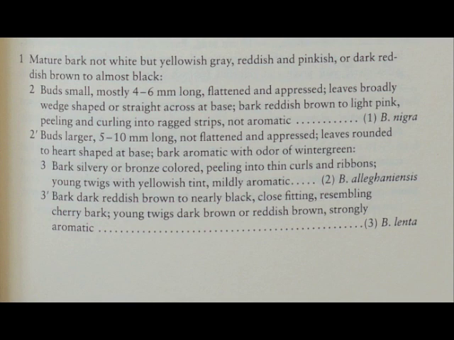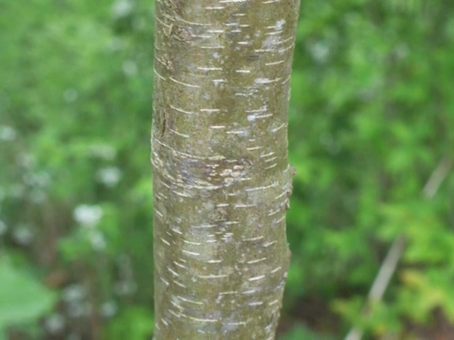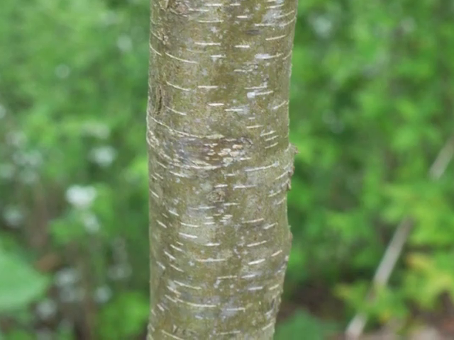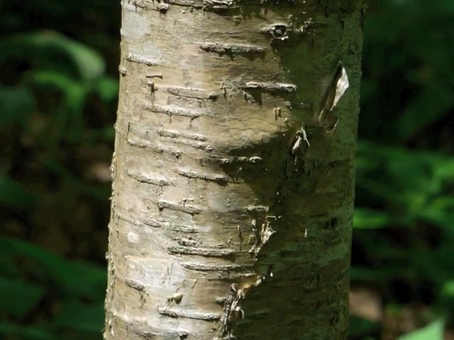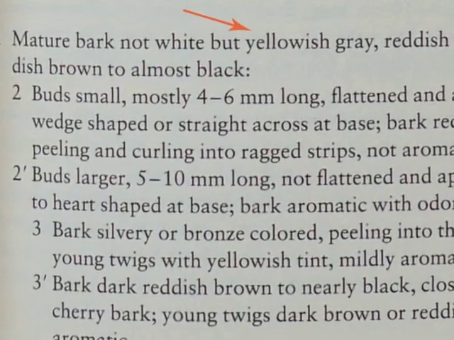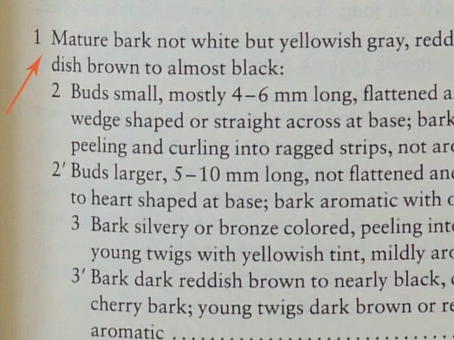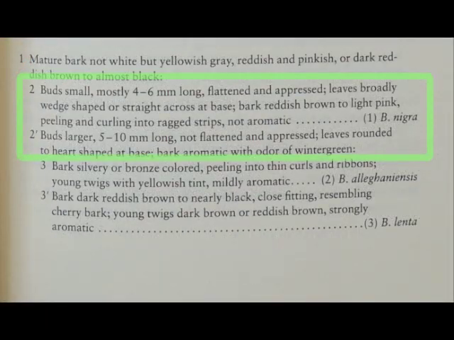Key number 1 within Betula says, mature bark not white but yellowish gray, reddish and pinkish, or dark reddish brown to almost black, as compared with key number 1 prime, which says, mature bark white or grayish white, rare and local. Okay, the bark is definitely yellowish or golden in color, so we're selecting key number 1. The next pair offers us the choice of number 2, buds small, mostly 4 to 6 millimeters long, flattened and appressed, leaves broadly wedge-shaped or straight across at base, bark reddish-brown to light pink, peeling and curling into ragged strips, not aromatic. Well, that doesn't describe our tree.